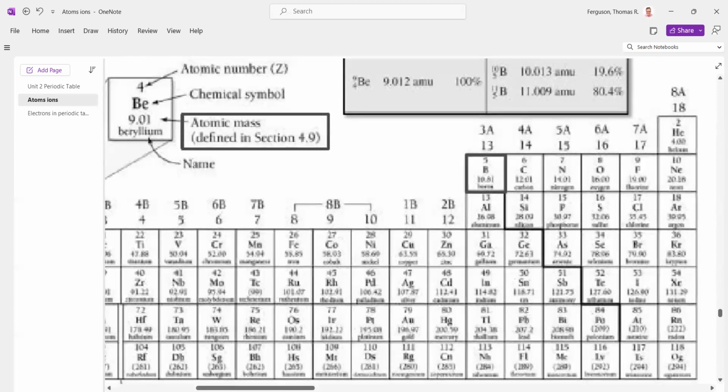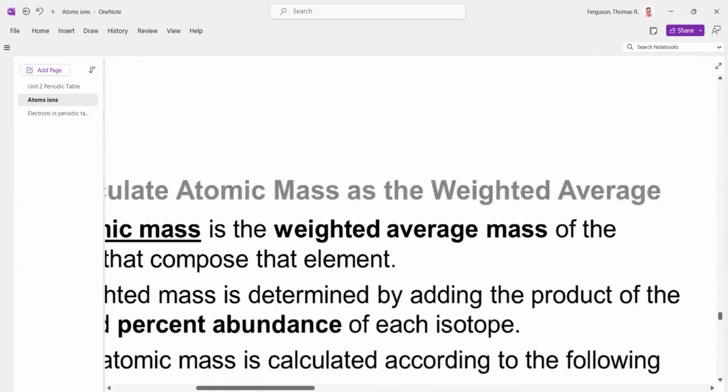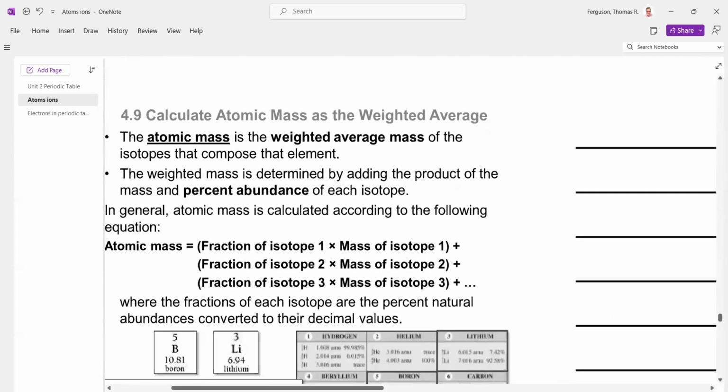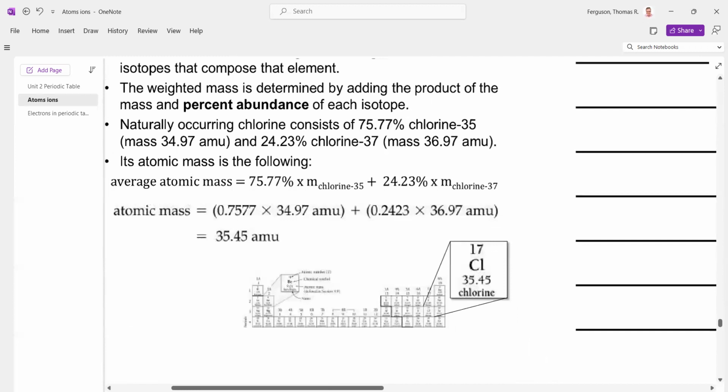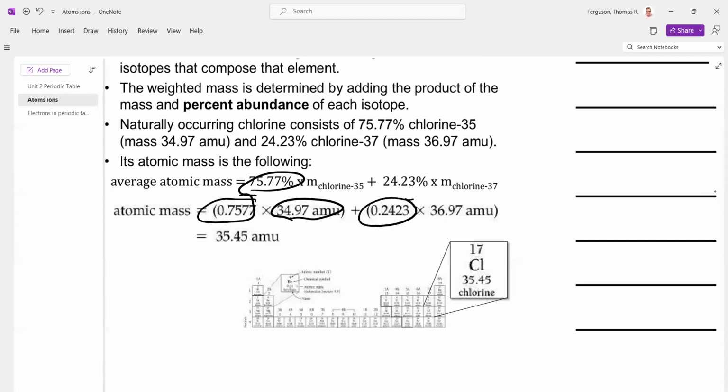So we look at these decimal numbers here, that you can't read very well. That's where they come from. And again, it's the weighted average. So we take the percent times the actual mass plus the percent times the actual mass, add them together, and that's what we'll end up with, 35.45.